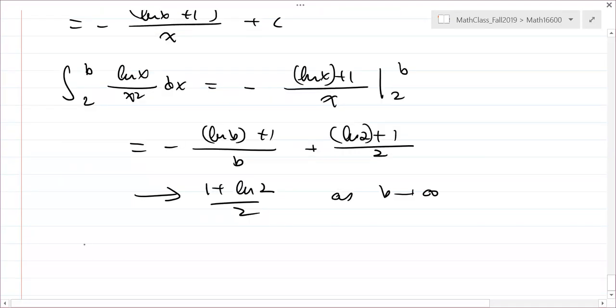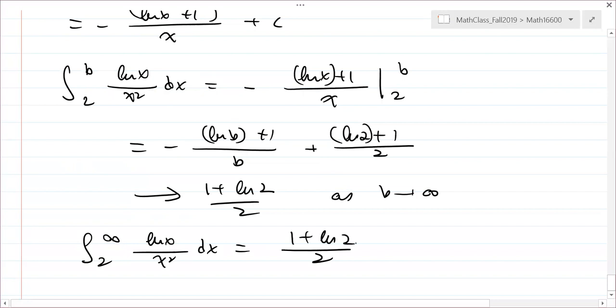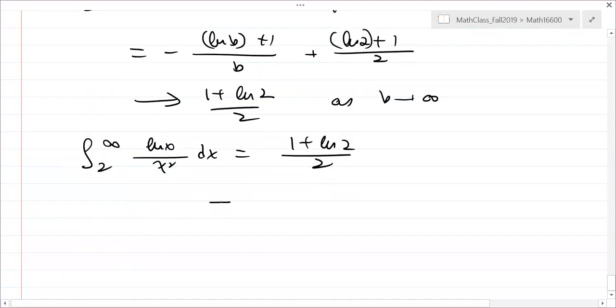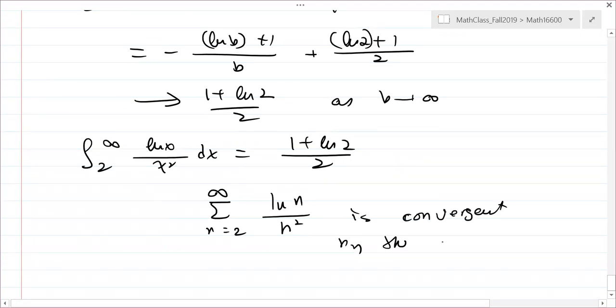So this integral is convergent. Since this integral is convergent, we know that the series is convergent by the integral test. Actually, we can even get an estimate.